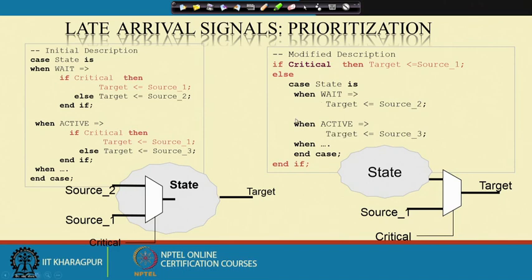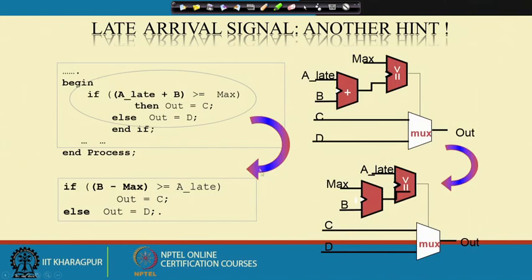prioritization. Okay. Then another example is a late arrival signal, that is, suppose one signal is coming or appearing to the corresponding critical circuit lately. So, how can we handle those situations? Okay. So, then consider another example of that.